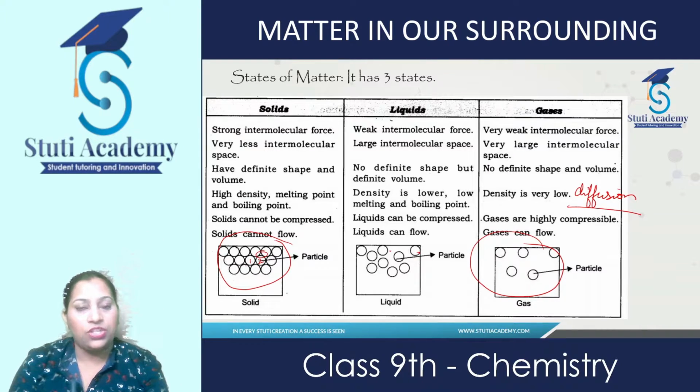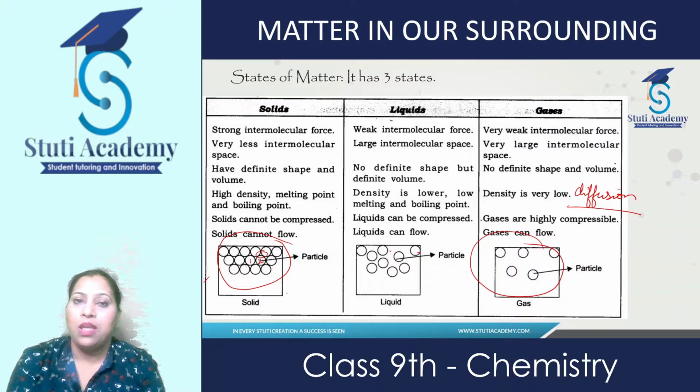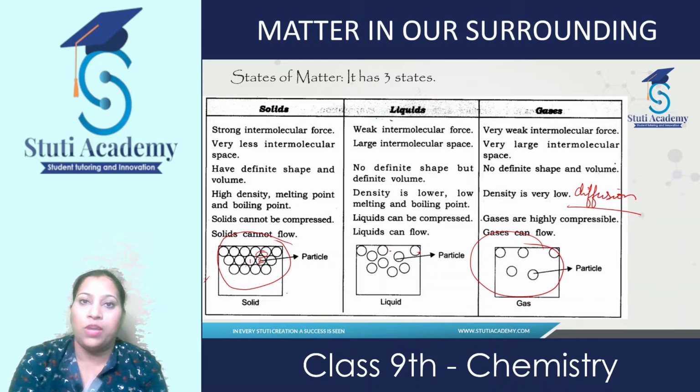Solids have definite shape and volume. Liquids have definite volume only, no definite shape. They will take the shape of the container in which you pour the liquid. For example, if you pour liquid in a glass, it will take the shape of the glass. And if you pour the same liquid in a bowl, it will take the shape of the bowl. Gases have neither a definite shape nor a definite volume.